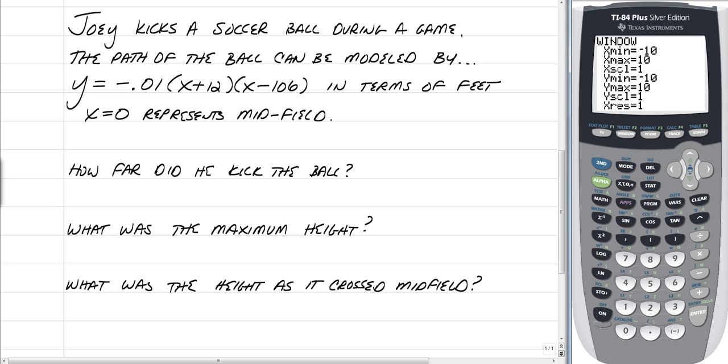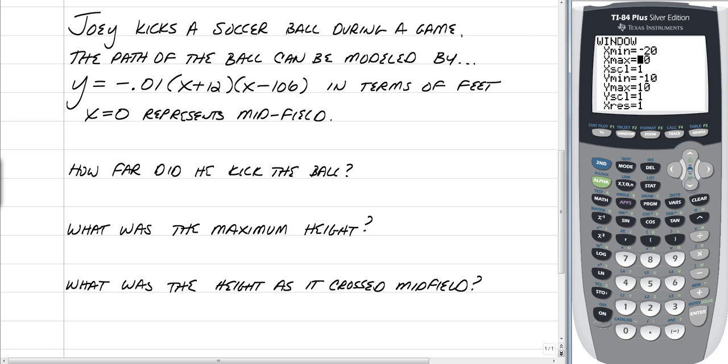Now with more and more practice, you'll be able to decide. Sometimes you're going to need to guess and check. Sometimes you might not go left enough. Sometimes you might not go right enough. So what I'm going to do is change my X minimum. That's how far left I'm going to go. And I'm going to change that to -20.